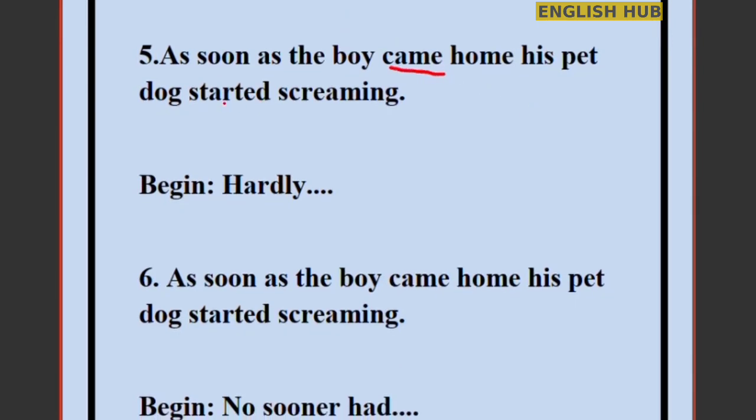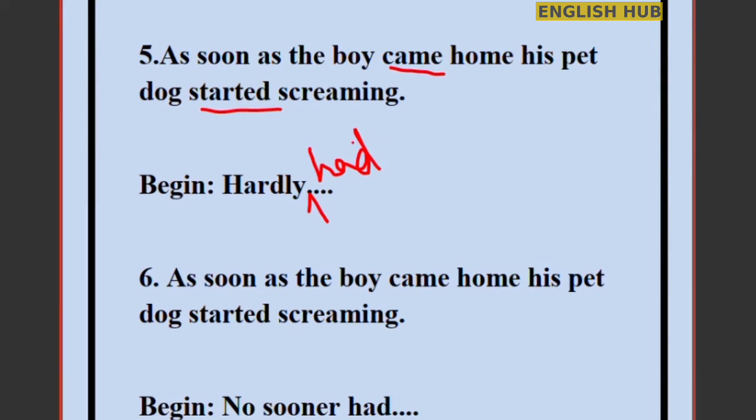Past tense. His pet dog started screaming. So it is in the past form. So as soon as the boy came home, his pet dog started screaming. You are given to start the sentence with hardly. So you can use either had or did. So if you use the word had over here, then how will you write? Hardly had the boy come home, because come is the third form of the verb. Okay, so hardly had the boy come home when his pet dog started screaming.